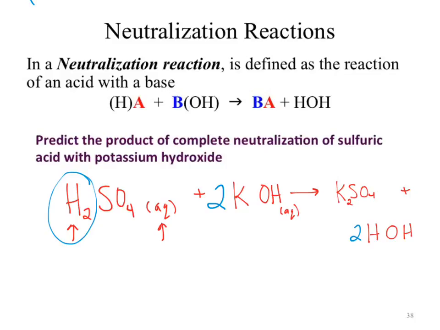Well, it's a double replacement, so we could go back to our solubility rules. Potassium sulfate, soluble, insoluble. Soluble, because potassium is a group 1 metal, so I would write aqueous next to it. How about HOH? That's water, so what's its phase? Aqueous, that's interesting. You're telling me water is dissolved in water? It doesn't really make any sense to say that. It's really a liquid.